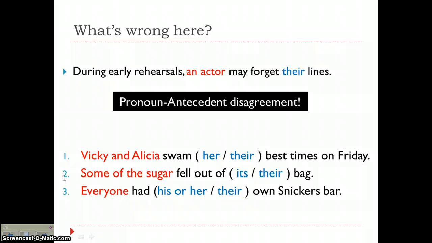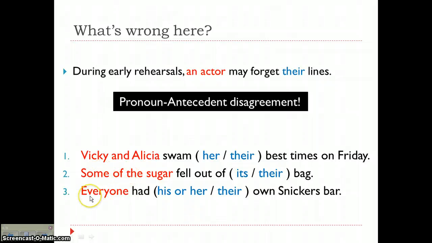The second one's a little bit tougher, though. Some of the sugar fell out of its bag or their bag. Okay, so we're not dealing with people now, but is "some of the sugar" singular or plural? Well, there's individual little bits of sugar and some of it fell out, so maybe it's plural. But I think even if you sound this one out, you know the real answer. Some of the sugar fell out of its bag. So the subject is actually going to be singular. And we'll talk about that, if you're not sure whether something is singular or plural, in the next slide.